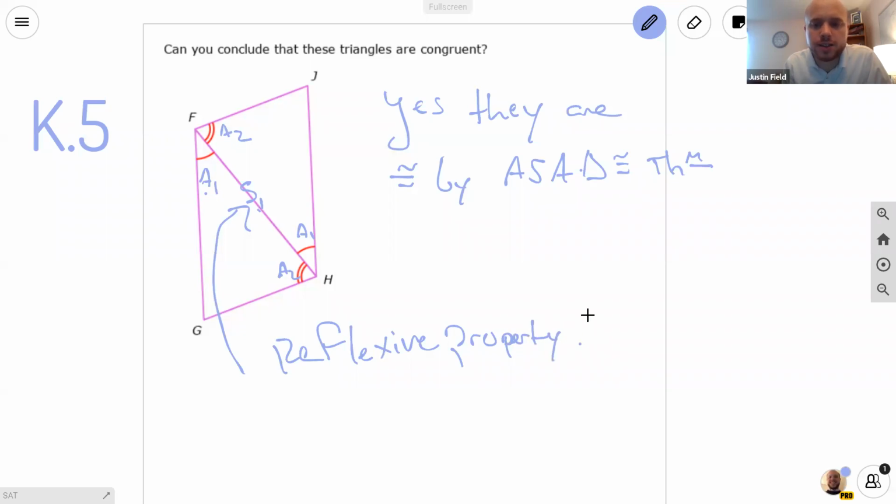All right, yeah, so the reflexive property and the vertical angle theorem and the alternate interior angle theorem and sometimes a corresponding angle theorem, they show up, they find their way into these triangle congruence proofs, as do some other things at times. So ask all your questions and I will see you in class.